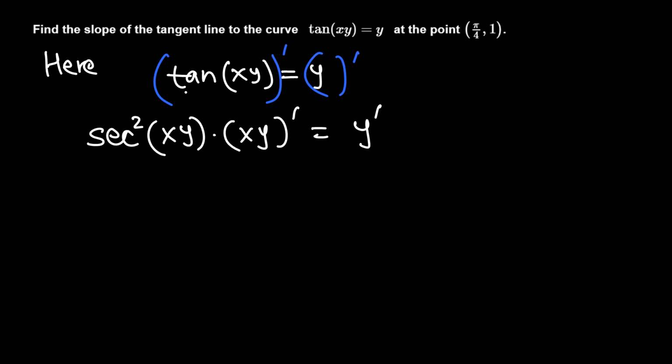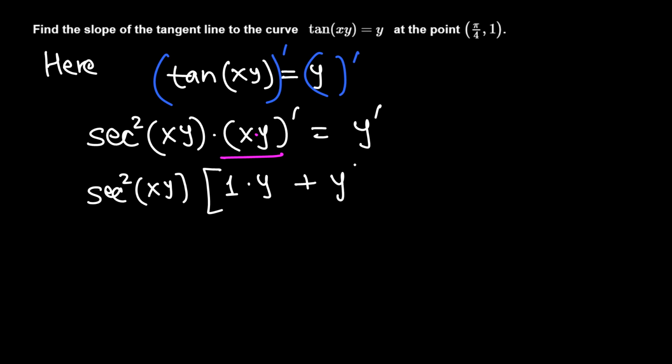So here we can do further. So this is x times y, there is no sign, means x times y prime. So we must use the product rule. So here is secant square xy, product rule, that is a plus sign in the middle, derivative of first factor times second plus derivative of second factor y prime, which is dy over dx, this is not 1, times the first factor x equals y prime.